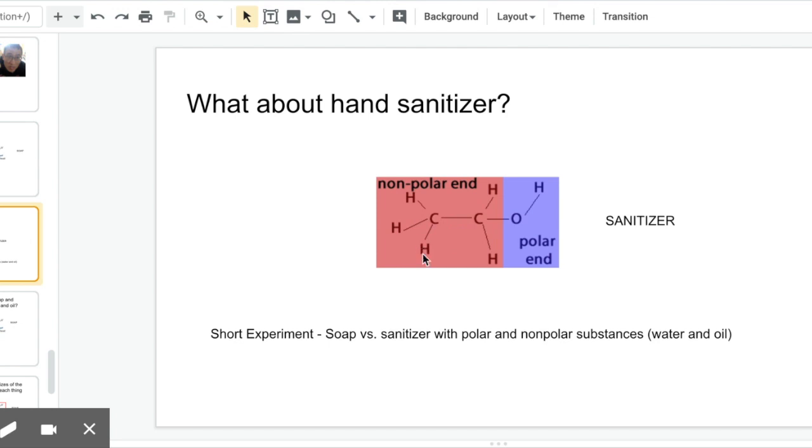So it's a short experiment here. You're going to take a little bit of sanitizer and a little bit of soap and put them into oil and put them into water and see how they interact with those things.